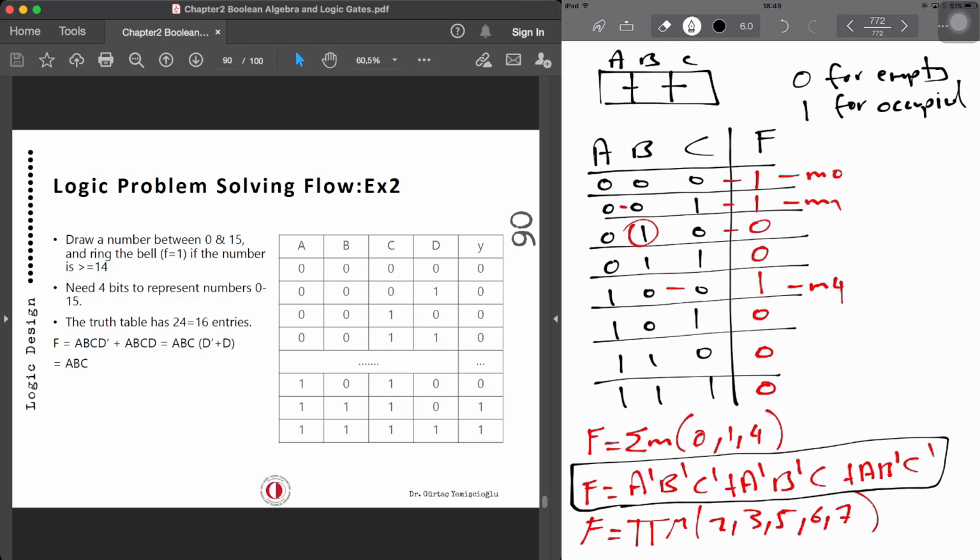Okay, so the truth table needs 4 bits because 0 to 15 can only be represented with 4 bits. And then the last two, 1110, which is 14, and 1111, which is 15, are going to be ones as they are greater than or equal to 14. So we can easily write an expression ABCD' and ABCD. Okay, and we can simplify it, and you get ABC as a simplified expression.